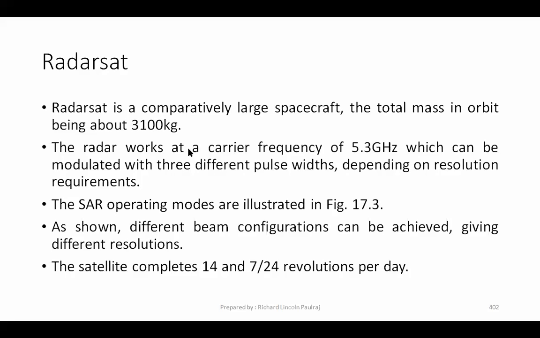The radar works at a carrier frequency of 5.3 gigahertz. Now, as I mentioned, this is going to be in the C band, it's not going to be in the Ku band. The reason why we are using this is because it can pass through the clouds and there cannot be any kind of disturbance that can occur.